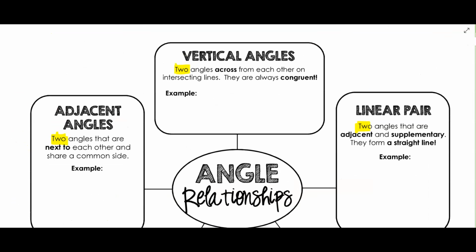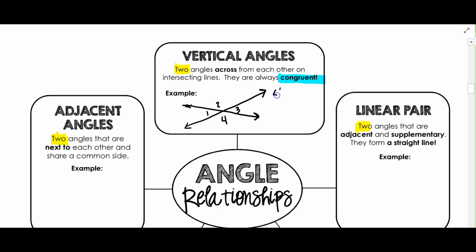Vertical angles are two angles across from each other on intersecting lines, and they are always congruent. So we like that. We like congruent things. Let's draw a picture here. Here are two intersecting lines. Just to make things a little easier and quicker, I'm going to name each of these with numbers.